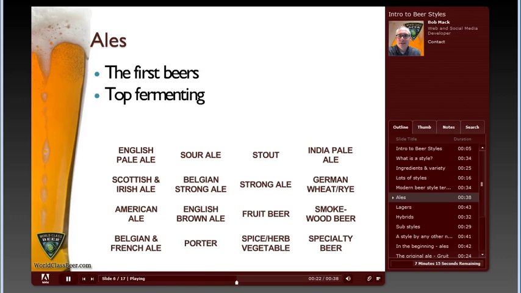This leaves a foam or layer of bubbles on the top of the beer, and when it happens quickly, it can look like the beer is actually boiling. Ales are also warm fermenting, meaning around 55 to 75 degrees Fahrenheit, which is warmer than the temperatures that lagers ferment at.